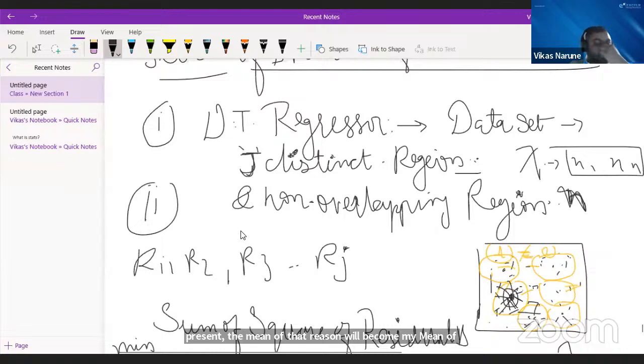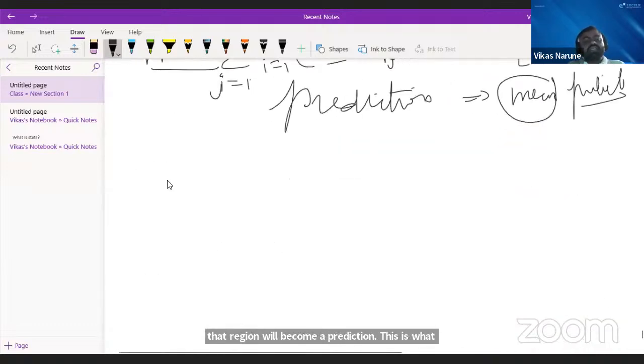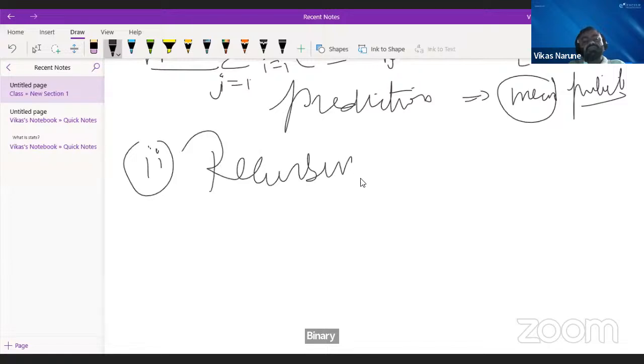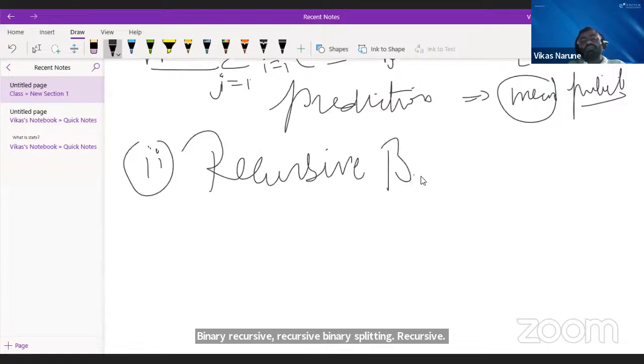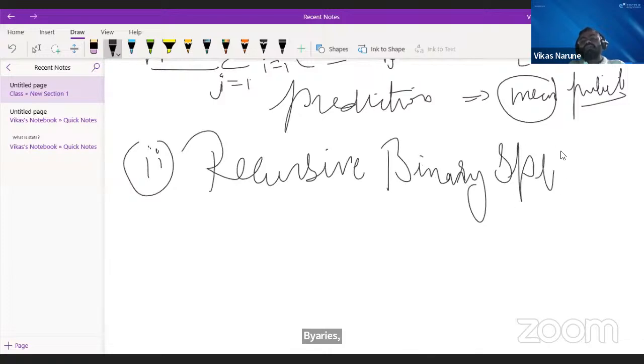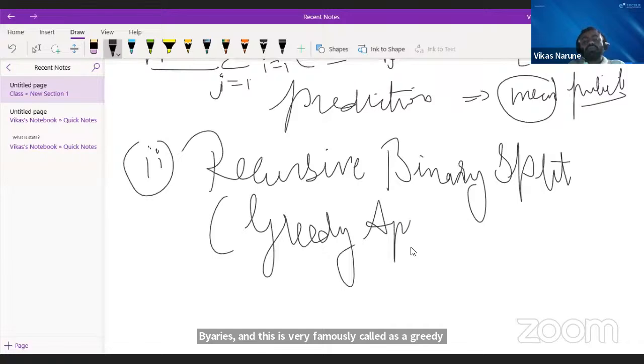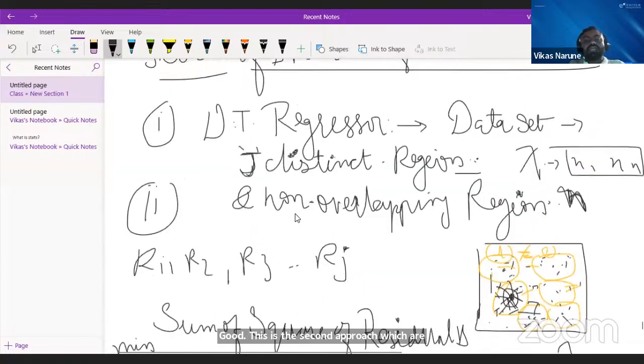This is the first approach actually, and there is one more approach: recursive binary splitting. Binary split, guys, and this is very famously called a greedy approach. This is the second approach which they follow in decision tree regression.